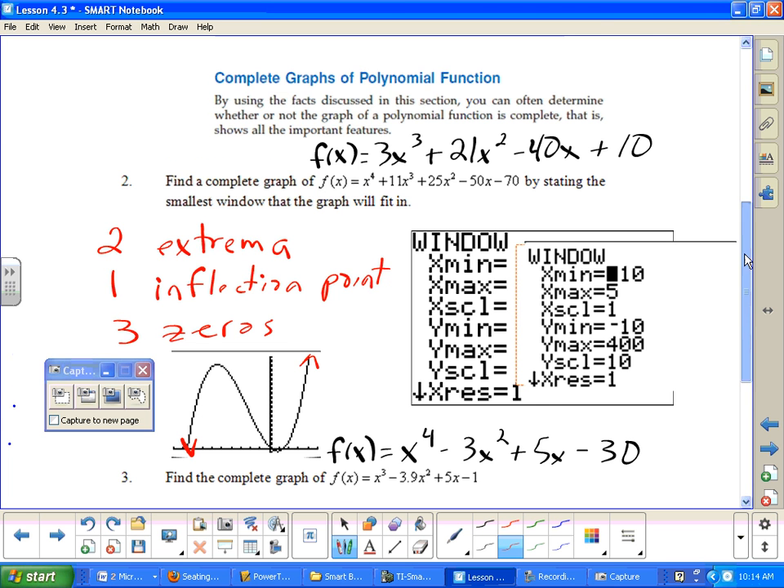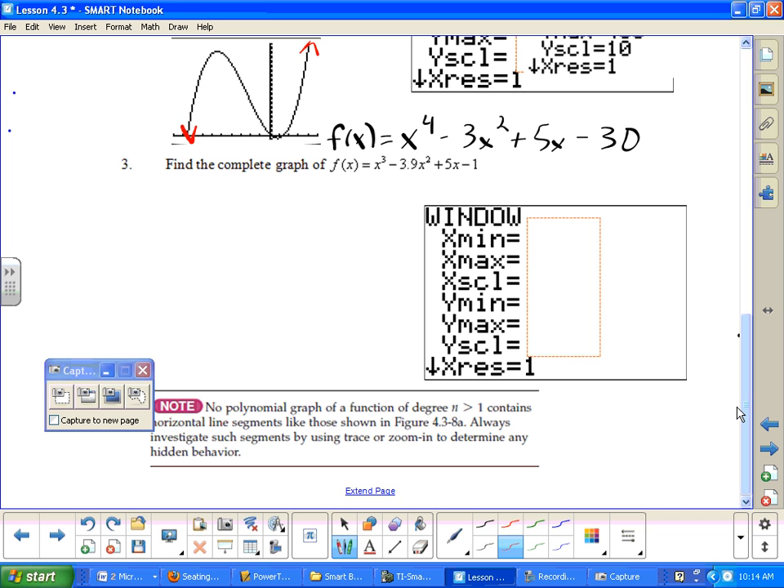Okay, so let's look at another one. It says find this complete graph.